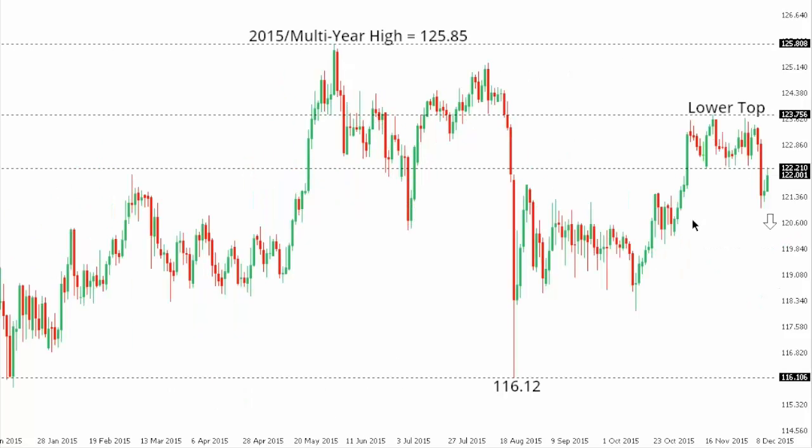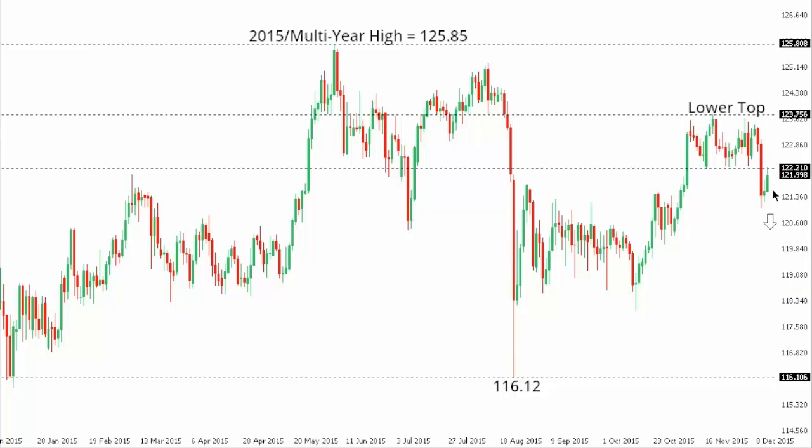Dollar yen. So dollar yen has broken down below some key range, a multi-day range over the past several days and even weeks between 122.20 and 123.75. And this latest breakdown suggests that we could still see deeper setbacks towards the 119 to 120 area in the sessions ahead.